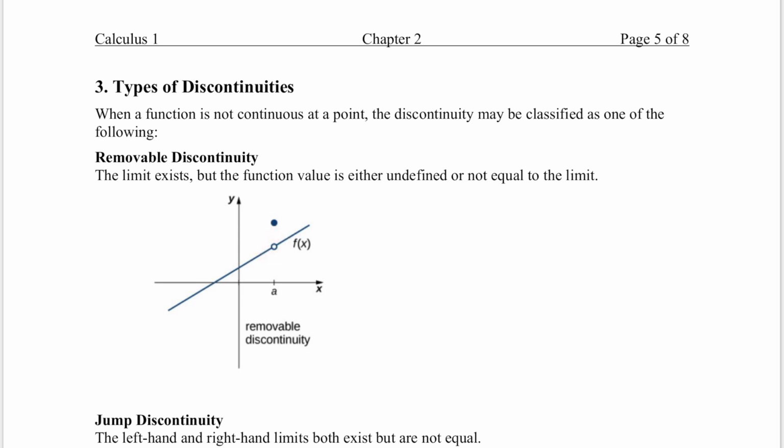The graph approaches a certain value, but the function is either not defined there or the point is placed somewhere else. It's called removable because we could fix the discontinuity simply by redefining the function at that point.